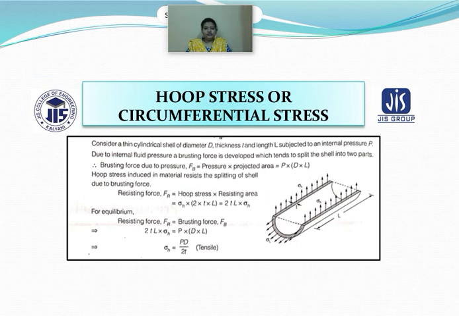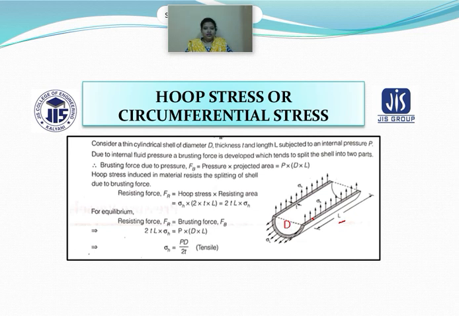Now just have a look at this hoop stress or circumferential stress. So basically you can see this is a thin cylindrical shell, and we have considered the diameter as capital D, and you have to consider the thickness of the shell as small t, and we have considered the length as L. So this is the thickness T, and this is basically the diameter of the shell, which has been considered as capital D.